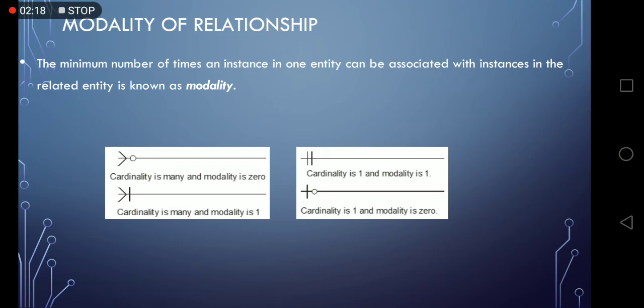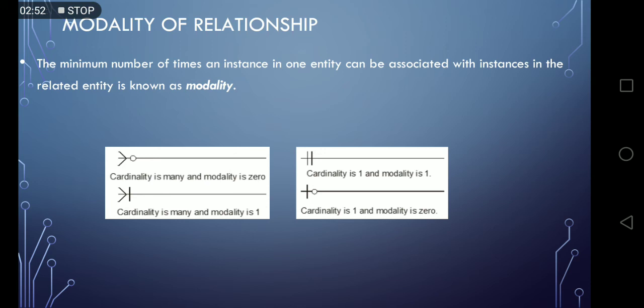If the minimum instance in one entity is 1 for an instance of another entity, then the relationship is known as mandatory. It is denoted by a small vertical line on the relationship line after the cardinality symbol of the first entity or before the cardinality symbol of the second entity. Cardinality and modality are shown at both ends of relationship lines.